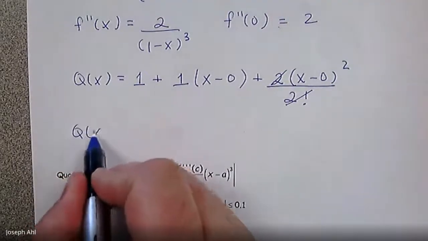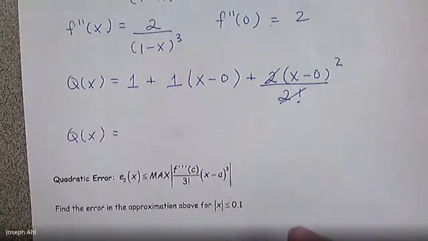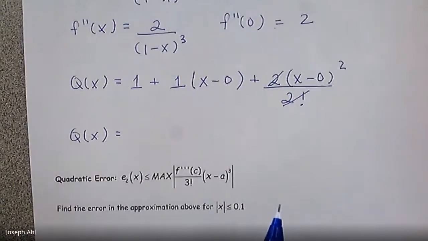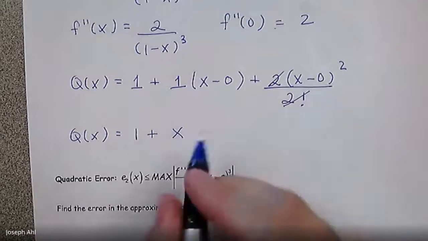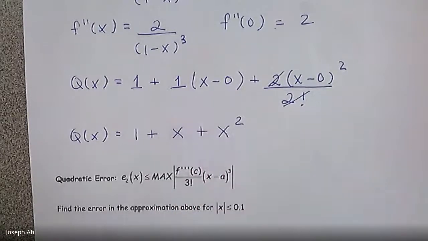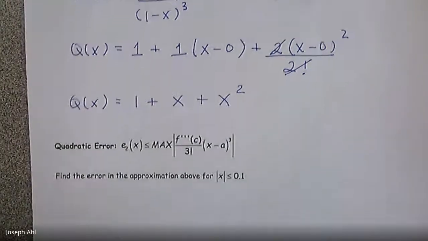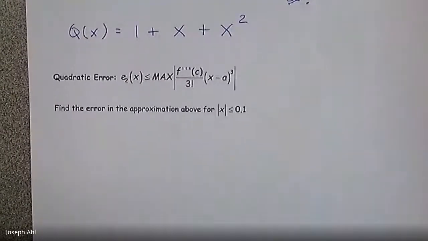So therefore, the quadratic approximation for the function 1 over 1 minus x at x equals 0 is 1 plus x plus x squared. So not too much to really extend beyond what we have for linear approximation. This is what the quadratic approximation would be. So remember what the error was before. It was 0.014 for the linear model. Let's see what the error winds up being for the quadratic approximation.